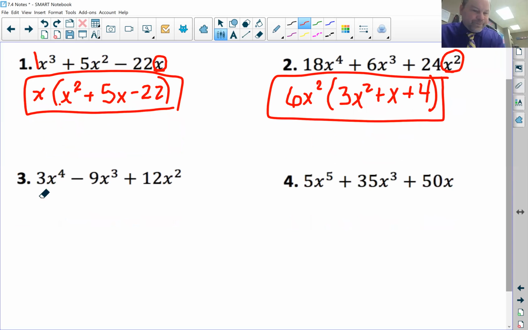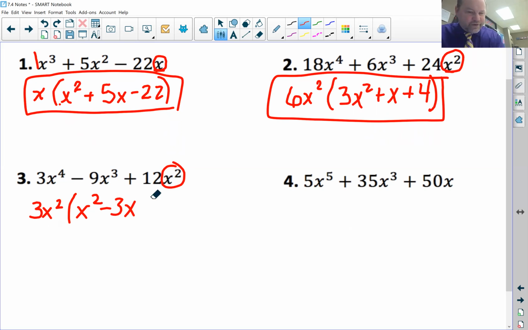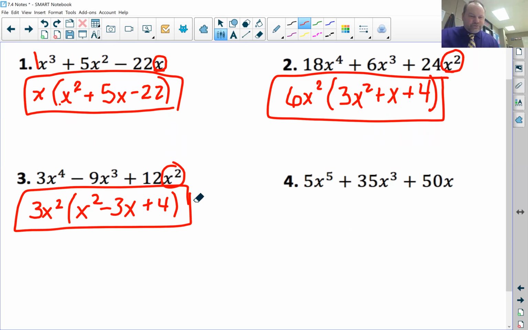The third example, greatest common factor 3. X squared is the lowest exponent. 3 divided by 3 is 1. X to the fourth, we factored out x squared, leaves us with x squared. Negative 9 divided by 3 is negative 3. We had x cubed, we factored out x squared, leaves us with an x. 12 divided by 3 is 4. We had x squared. We factored out that x squared though, so it just leaves us with 4.